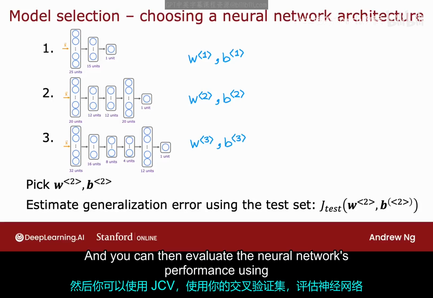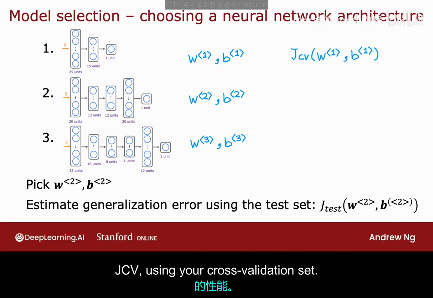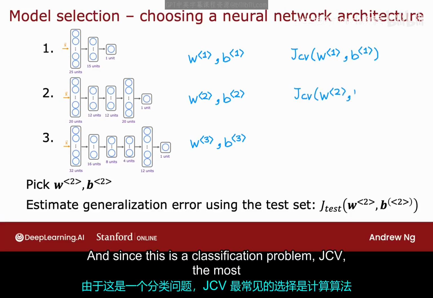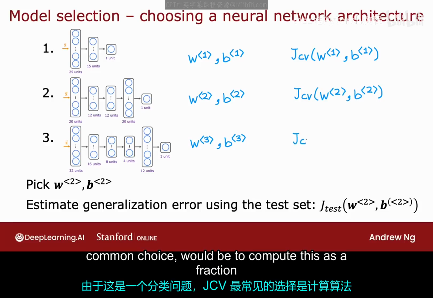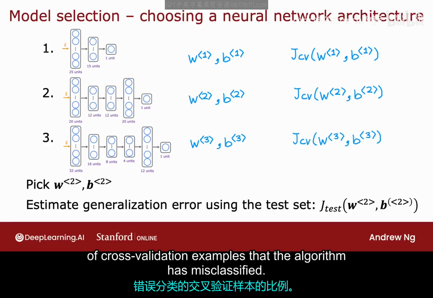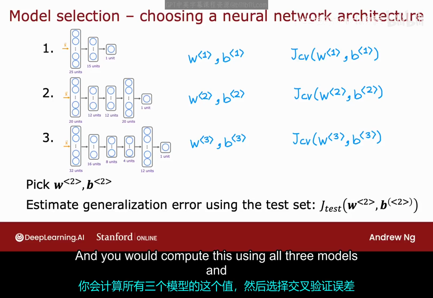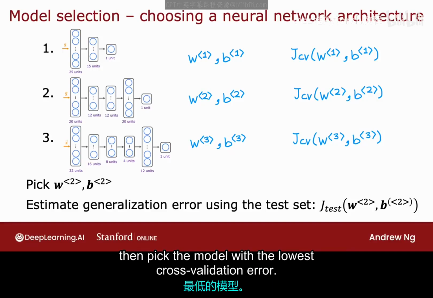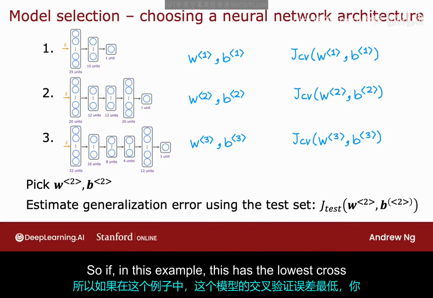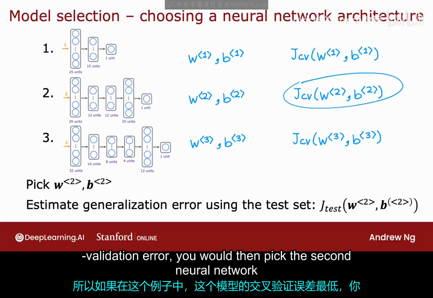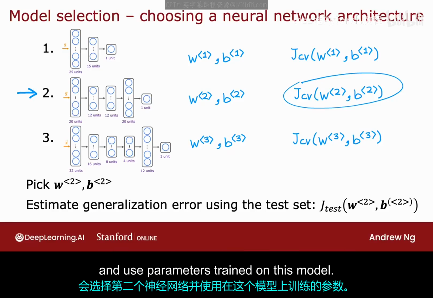And you can then evaluate the neural network's performance using JCV, using your cross-validation set. And since this is a classification problem, JCV, the most common choice would be to compute this as the fraction of cross-validation examples that the algorithm has misclassified. And you would compute this using all 3 models and then pick the model with the lowest cross-validation error. So if in this example, this has the lowest cross-validation error, you would then pick the second neural network and use parameters trained on this model.